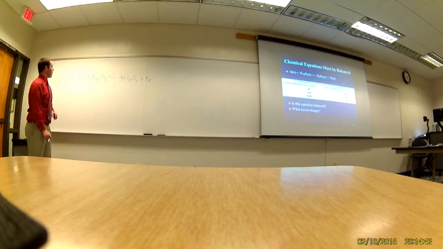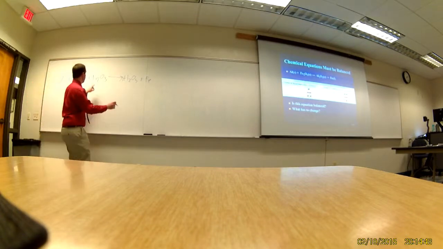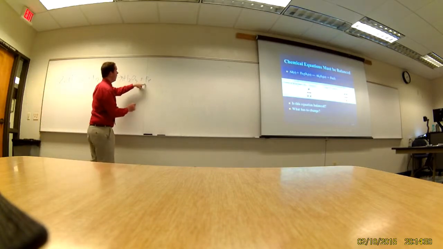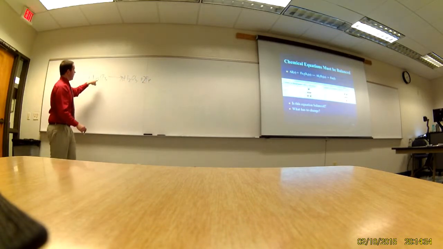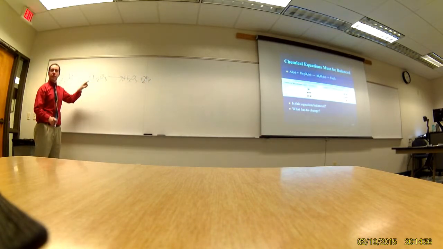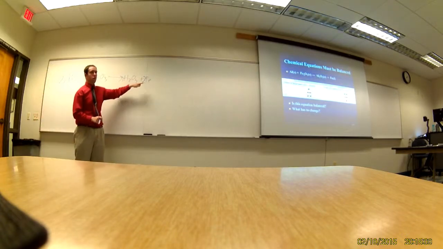What about our iron? What can we do with our iron? Put 2 in front of that. Right. Here there's 2 irons, here there's only 1. You put a 2 there, now we have 2 irons and 2 irons. Everybody see how that balanced? Even though this iron has a 2 subscript, this iron has a 2 coefficient.